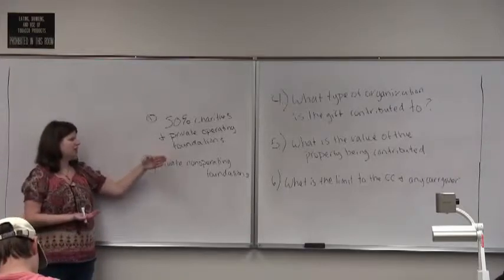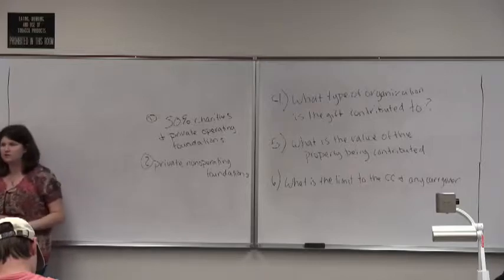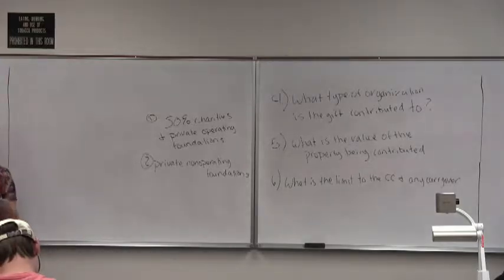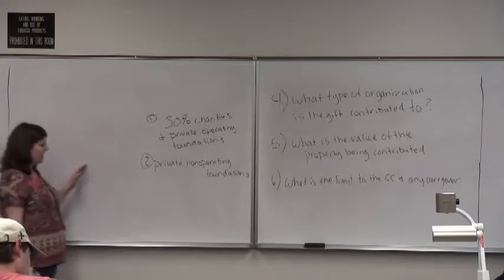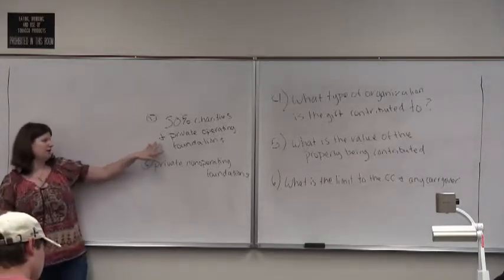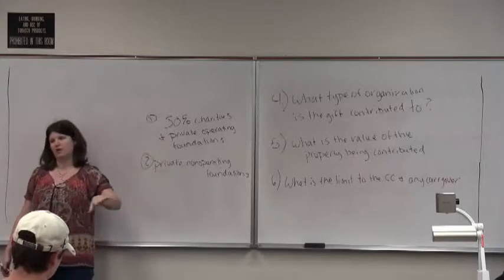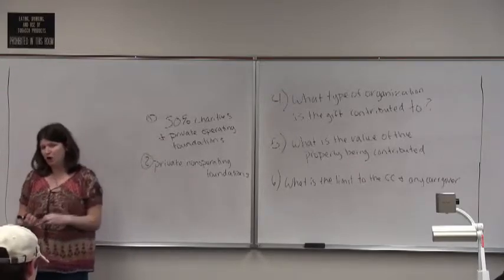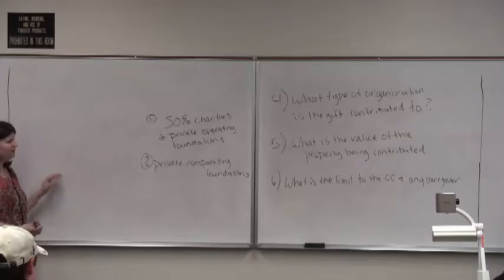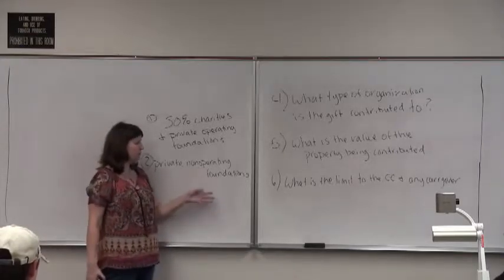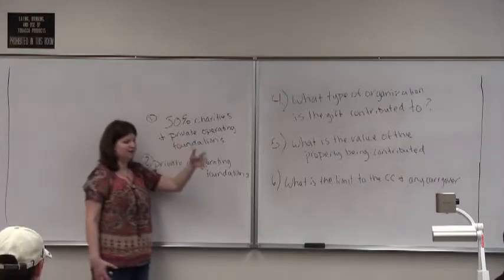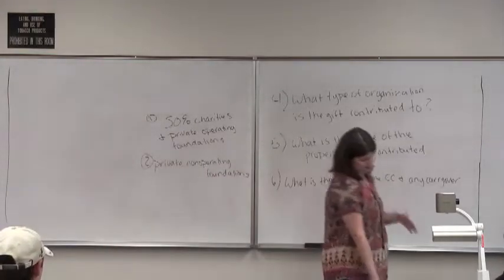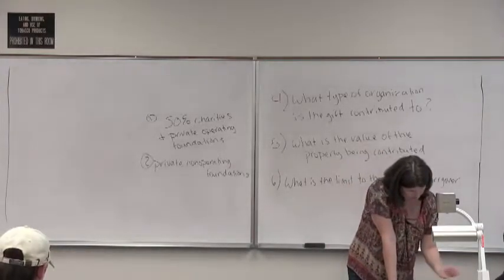Private operating foundations are going to be things like the American Heart Association, the Alzheimer Association, the American Red Cross, the Bill and Melinda Gates Foundation, things like that. So how do you know the difference between a private operating foundation and a private non-operating foundation? A private non-operating foundation is when the foundation does not use the proceeds to basically extend its exempt purpose. It talks about this.